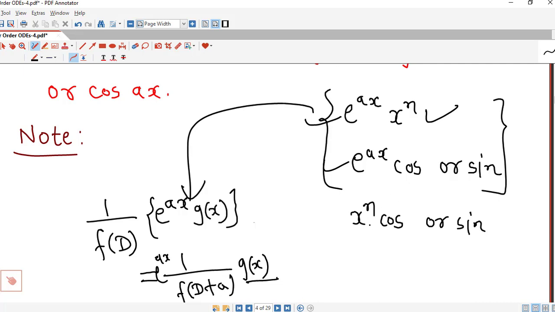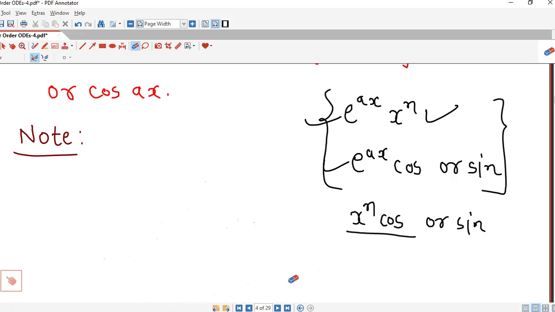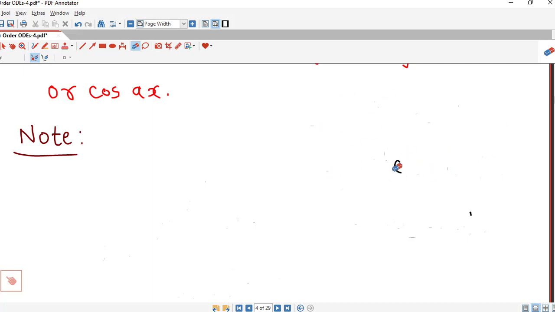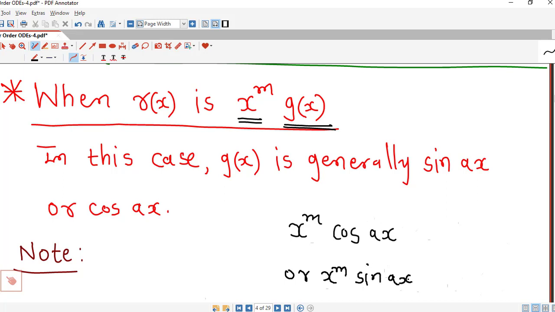But if the exponential function is not in the product, that is if we have a polynomial function into cosine or sine, then in this lecture we discuss how to find the particular integral for the product of x raised to m into sine or cosine. So in this case we will consider right hand sides of the type x raised to m into cos ax or x raised to m into sin ax.